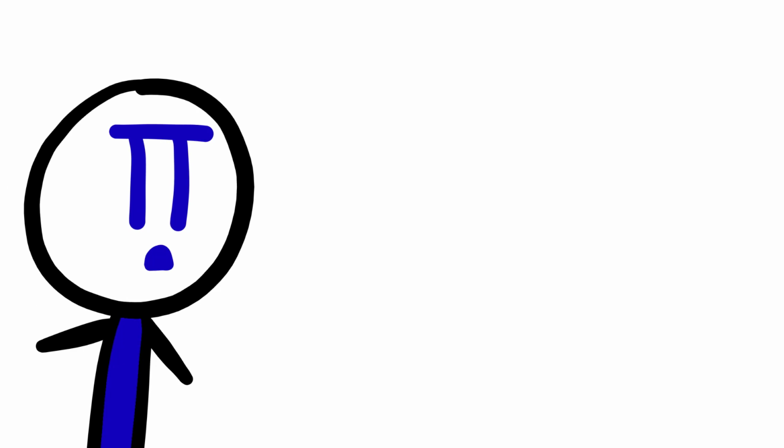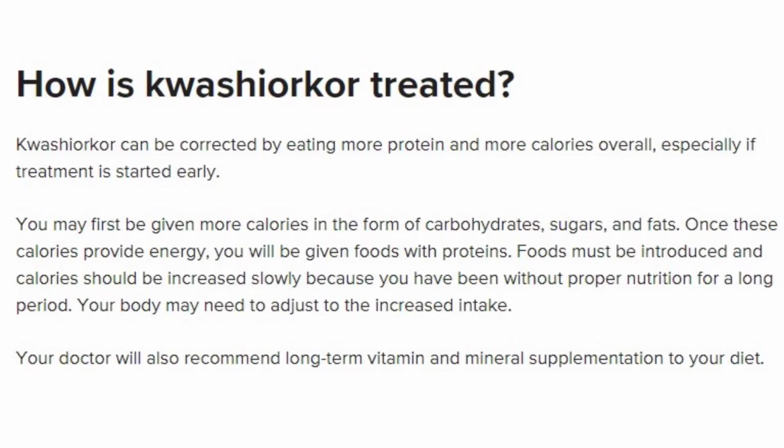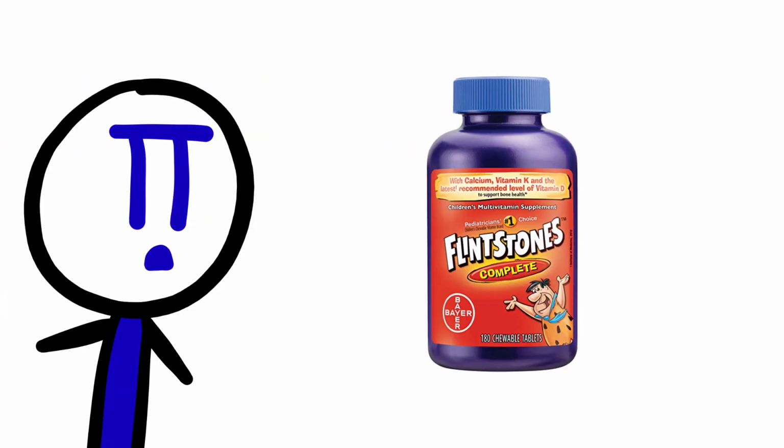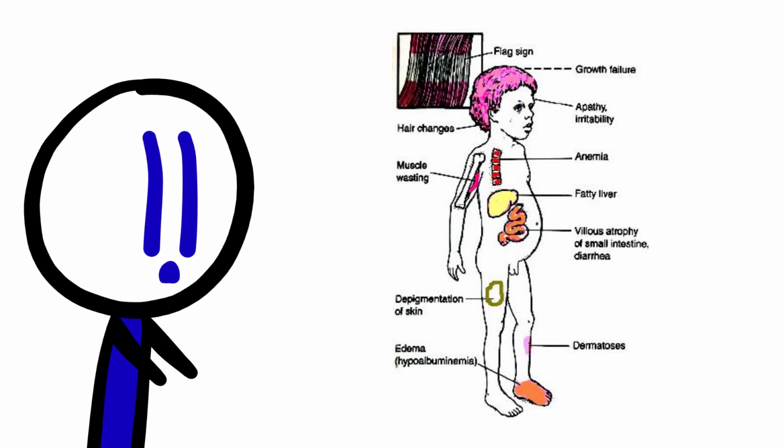You might think that curing kwashiorkor only really involves eating protein, and you'd be kinda right, but also kinda wrong. Kwashiorkor is often treated by first feeding the patient with other foods, and then introducing protein. However, no matter how many Flintstones chewables you consume, the condition is often so extreme that there will be permanent physical and mental effects.